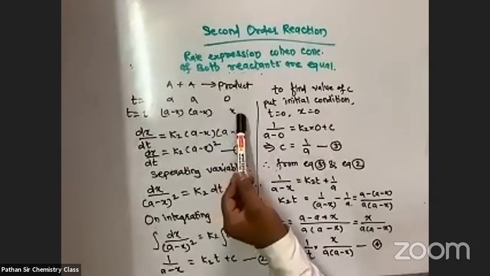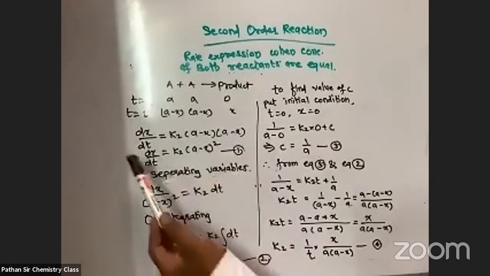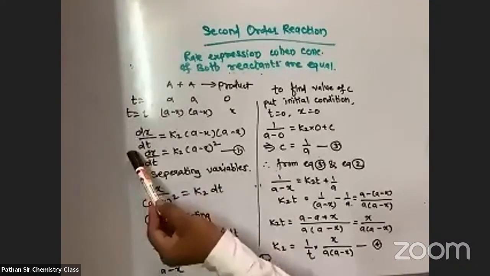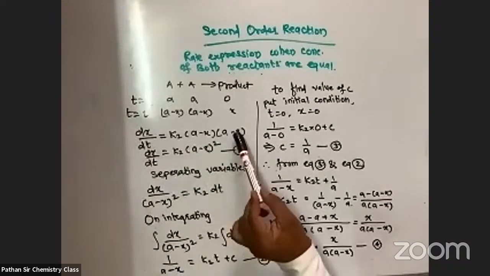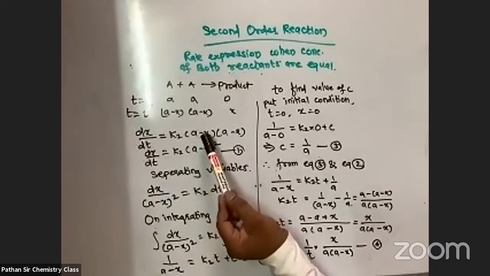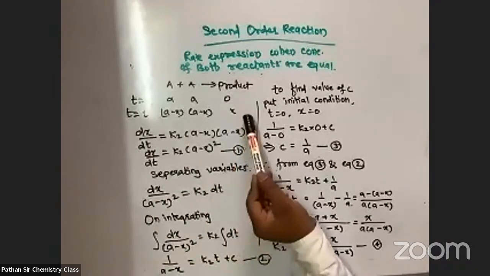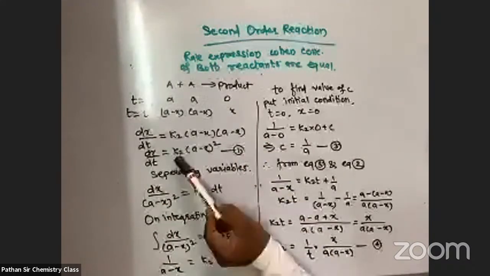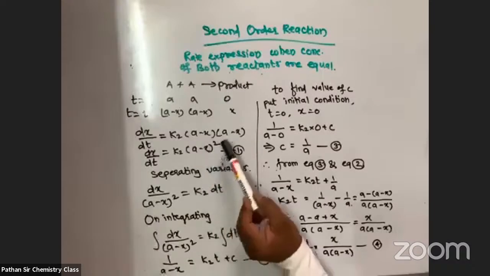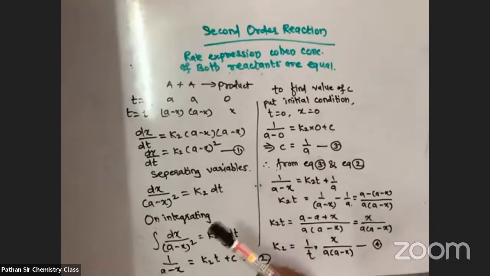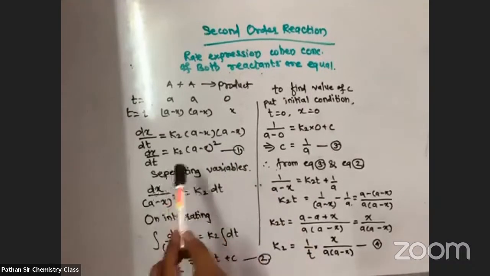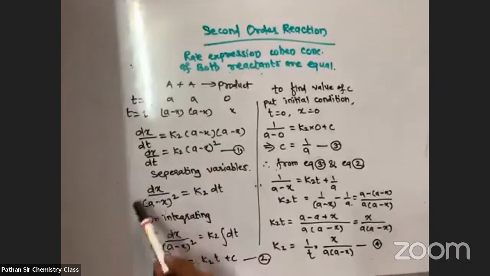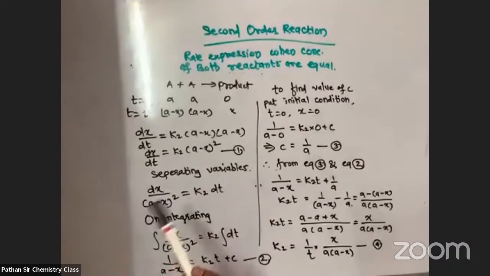So as it is a second order reaction, you can write the rate expression or rate law as dx upon dt is equal to k2 into (a minus x) into (a minus x), or simply (a minus x) into (a minus x) is (a minus x) square. Therefore, dx upon dt is equal to k2 into (a minus x) square. Next step is the usual separating variables. The x terms on one side, the t terms on the other side. So dx upon (a minus x) square is equal to k2 dt.